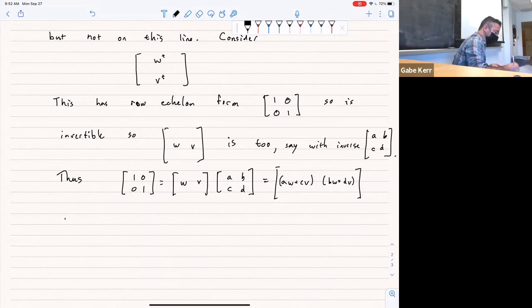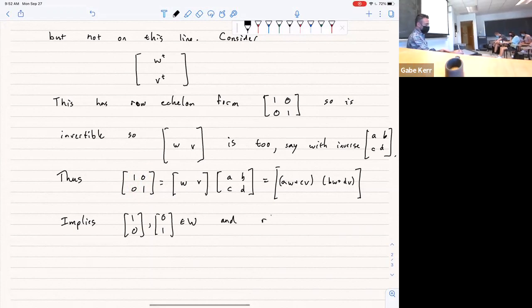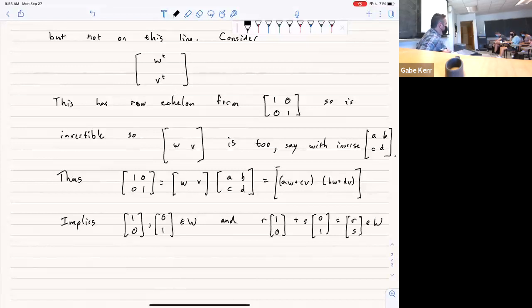This implies that we've got these two guys, 1, 0 and 0, 1, in W. But then if I take this linear combination, right, what do I get? I just get r, s, for any r, s. So everything. So that's not fair.